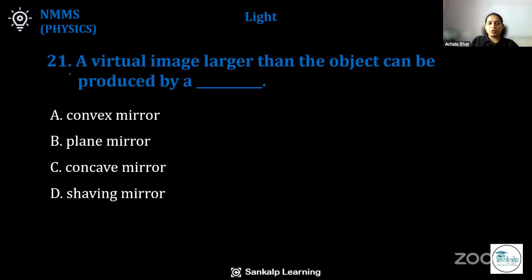Let us see question number 21 of NMMS Physics chapter Light. A virtual image larger than the object can be produced by a dash.